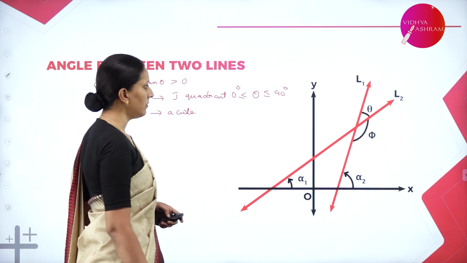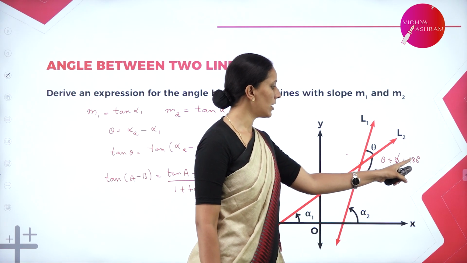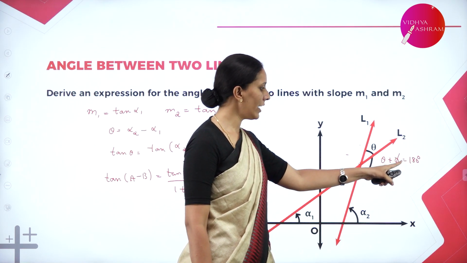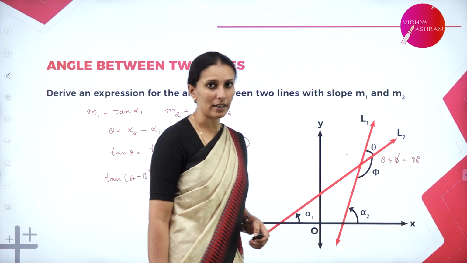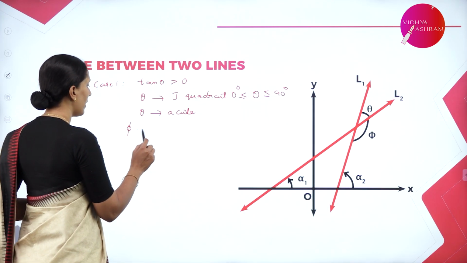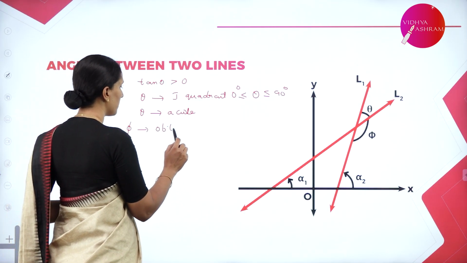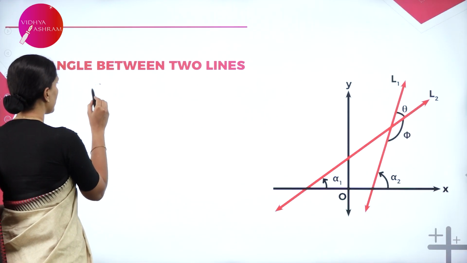Now from the figure, here we have theta plus phi equal to 180 degrees. So if I want phi, then it is 180 minus theta. So what happens to phi here? Then phi becomes obtuse. Now next is case 2.